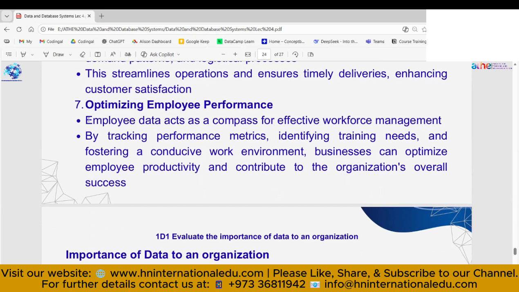And then optimizing employee performance. Let's say you want to look at the performance of your employees: who has performed the best this month, in the last 3 months, in the last 6 months. Employee data acts as a compass for effective workforce management. For example, some companies award their employees for being the best employee of the month; they are using the data to track that specific employee's performance. By tracking performance metrics, identifying training needs, and fostering a conducive work environment, businesses can optimize employee productivity and contribute to the organization's overall success.